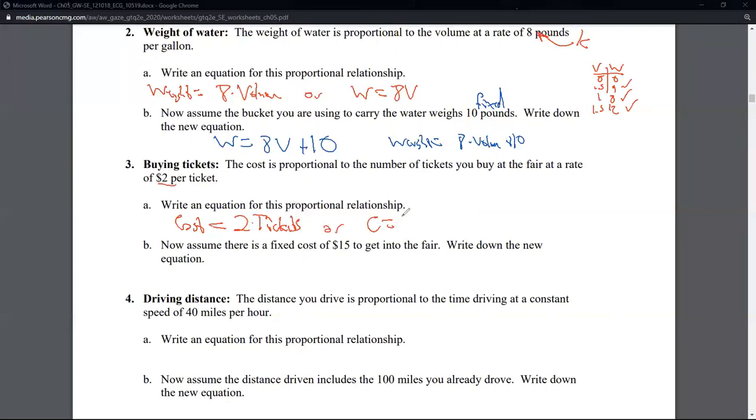Or you could just go C equals 2t, or you could go Y equals 2x, but you have to write what x and y are in that last one. If you want to use y and x, you absolutely need to label them. Otherwise, I'm going to go, well, which is which? You didn't tell me.